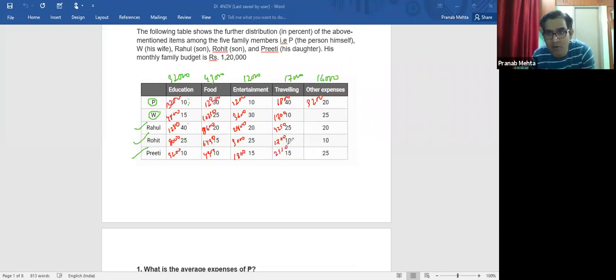And don't use calculator. Please don't use calculator, because that is not good at all. I don't expect any one of you to use calculator. And don't ever think that now I will use calculator and in the exam I'll be able to do the calculation. That never happens. So please don't do that.